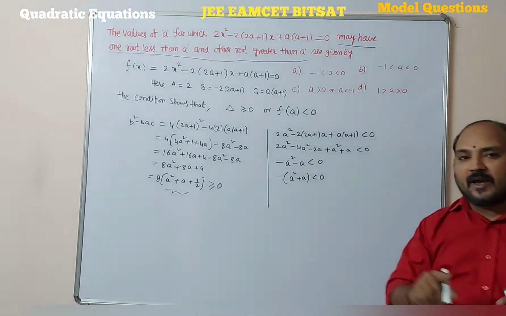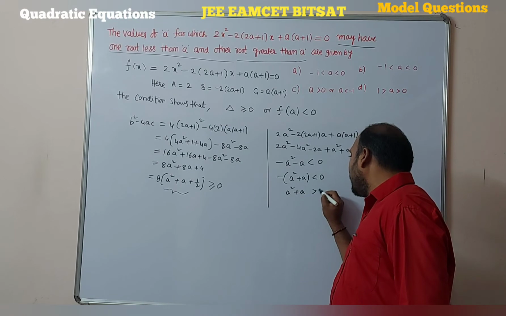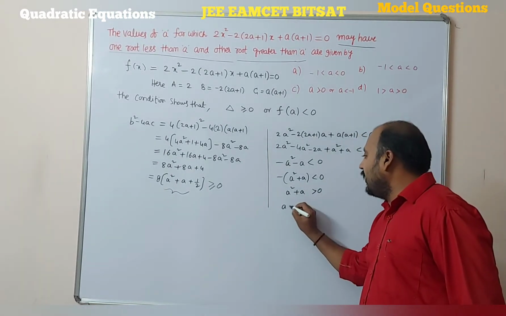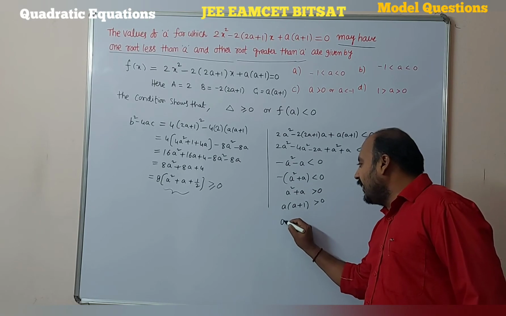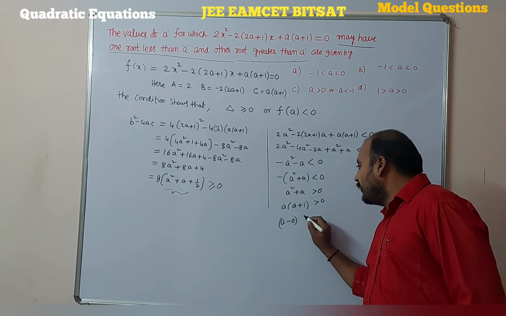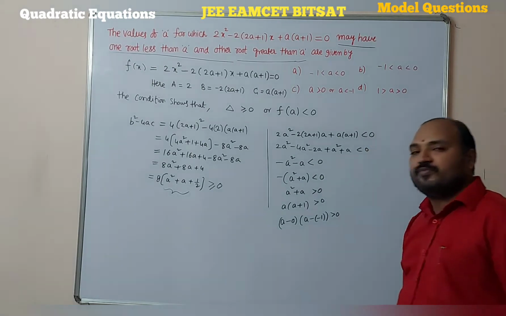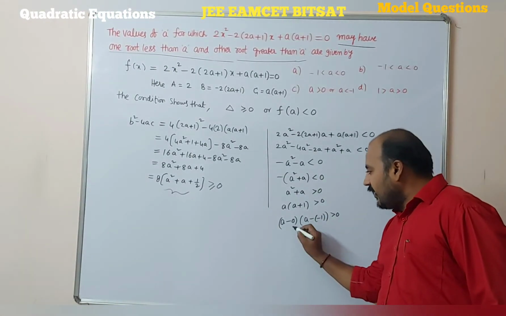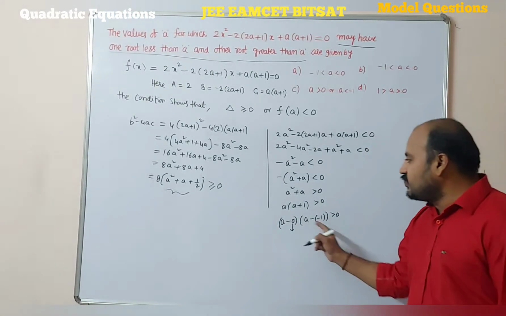If you remove this minus, inequality will change. A square plus a is greater than 0. A take common: a into (a plus 1) is greater than 0. A can be written as a minus 0. A plus 1 can be written as a minus of minus 1, is greater than 0. Here 0 and minus 1 are the roots. So among these, which one is less?